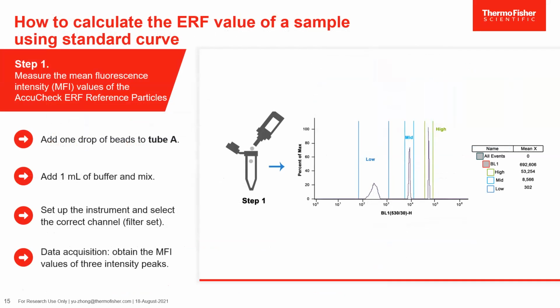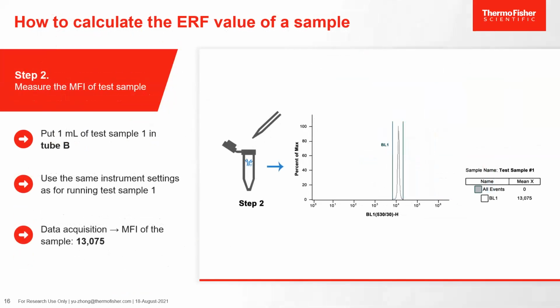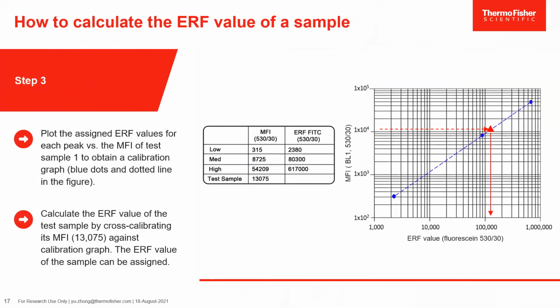I'm not going through this. I think it's easy. First you run the beads and get the values, then you run your sample, then you use the standard bead values to generate a curve. Then you calculate the ERF value of the test sample by cross calibrating its MFI value against the calibration graph. So that's another way to do it.